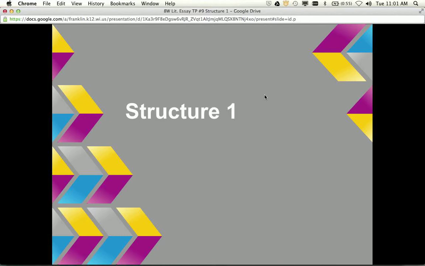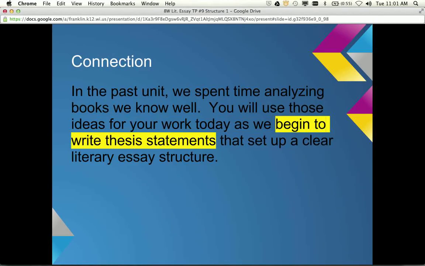Hi, today we're going to be starting our literary analysis unit where you're going to be writing a literary essay analyzing two books that you've read. So we're going to talk about structure one. In the past unit, we spent time analyzing books we know well. You will use those ideas for your work today as we begin to write thesis statements that set up a clear literary essay structure.